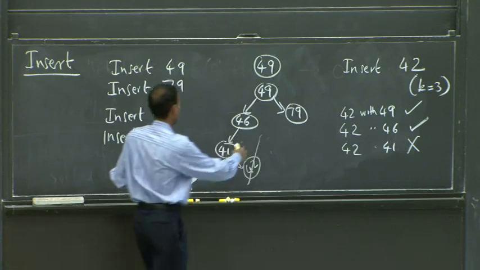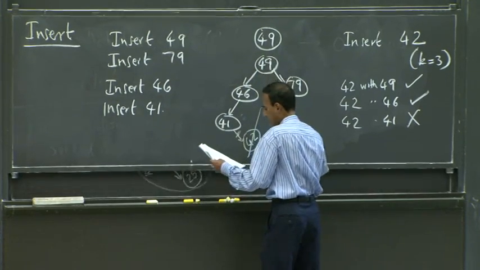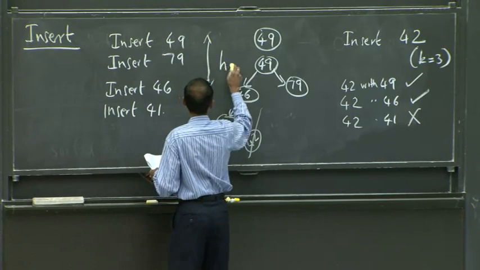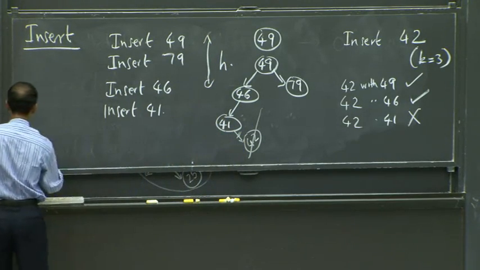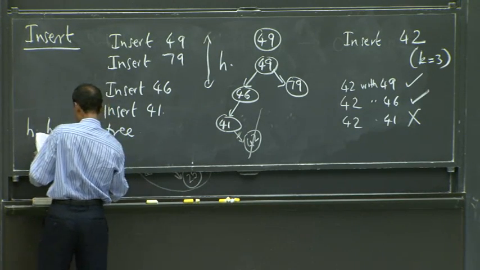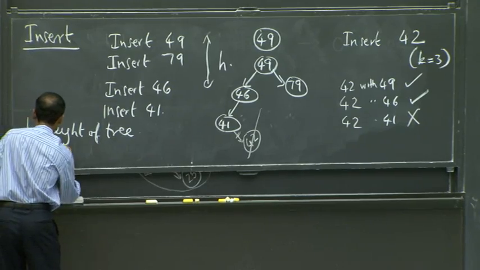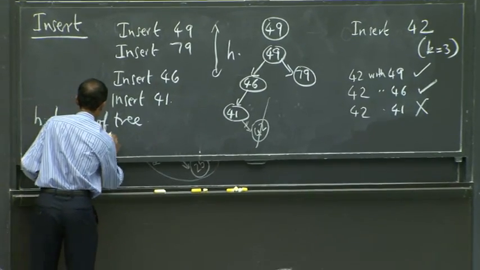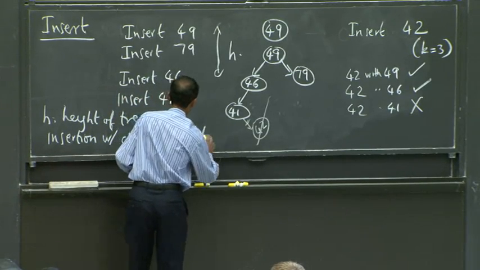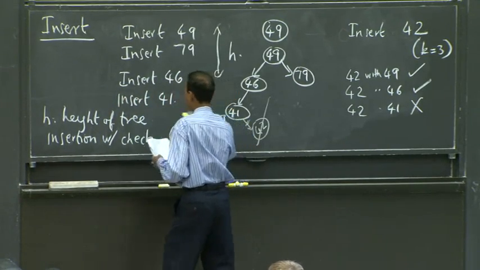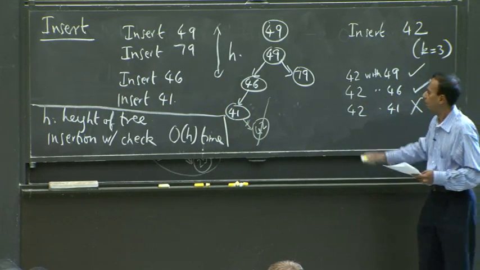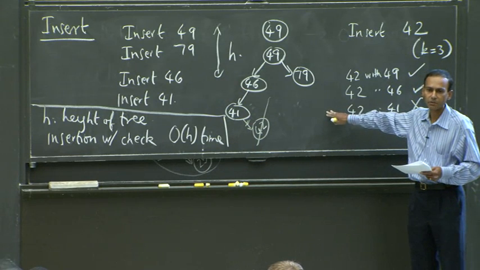So what's happened here is that if h is the height of the tree, then insertion with or without the check is done in order h time. Okay? And that's what BSTs are good for. People buy that? Any questions about how the k-minute check proceeded?